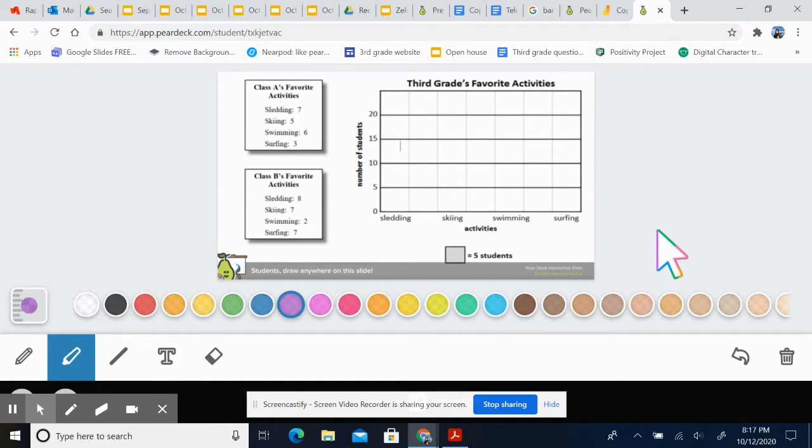Now, if you look at the key, it says one box equals 5 students. So if I shade in one box, that's only 5 students. I would have to go past 5 to represent 7, but not all the way up to 10, because then I went too far. So I would draw a little bit past 5, and you can shade that in.